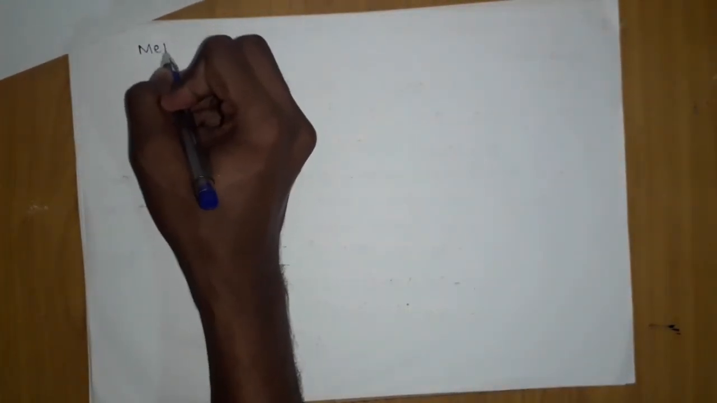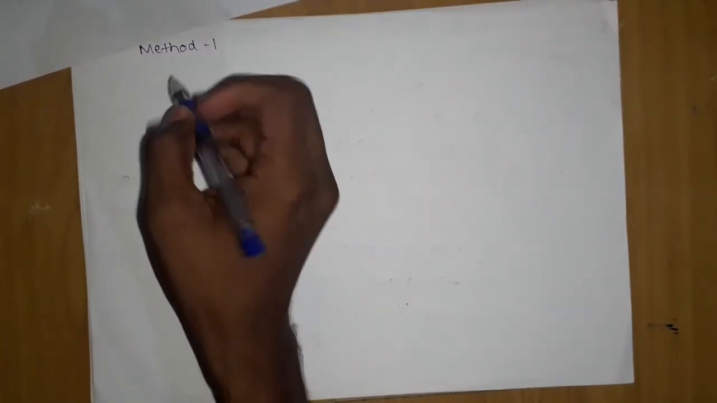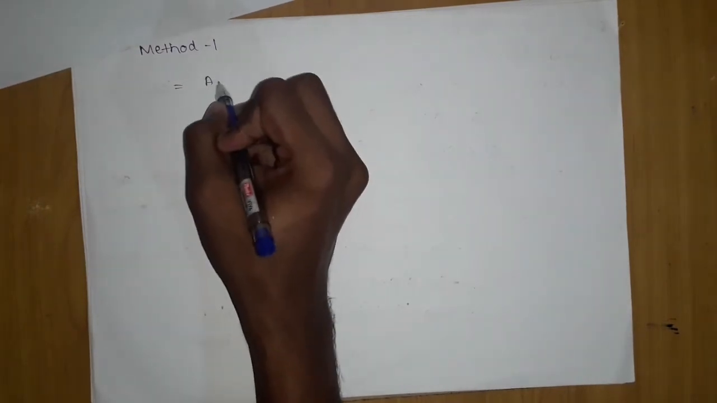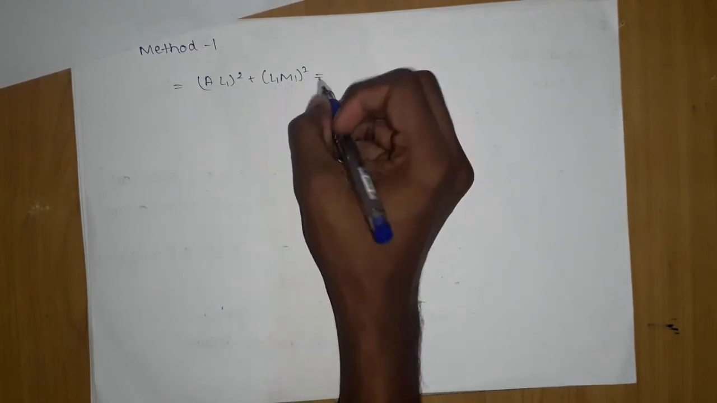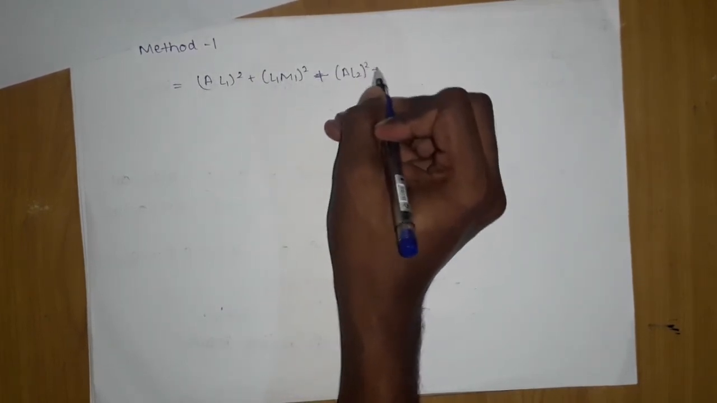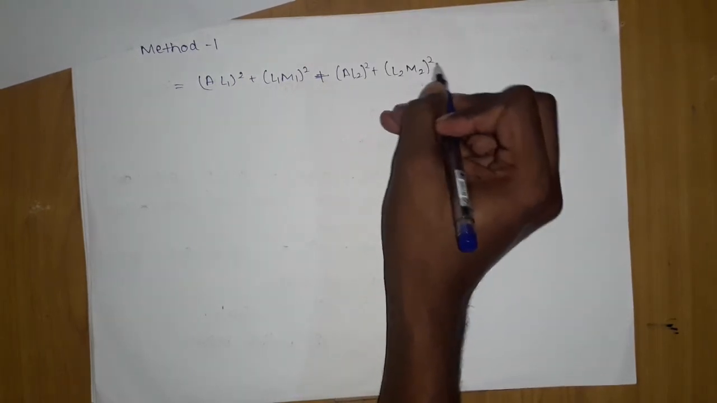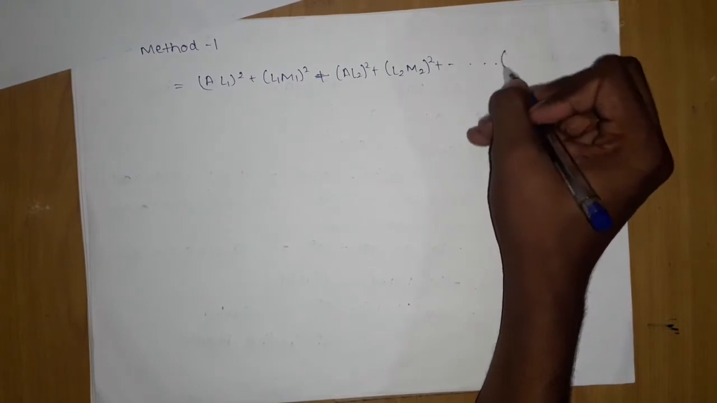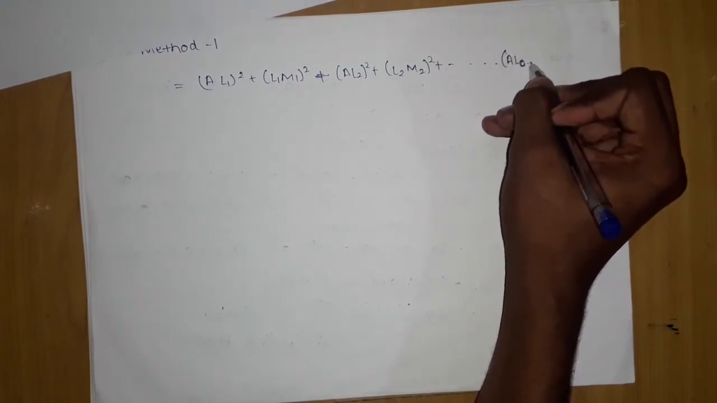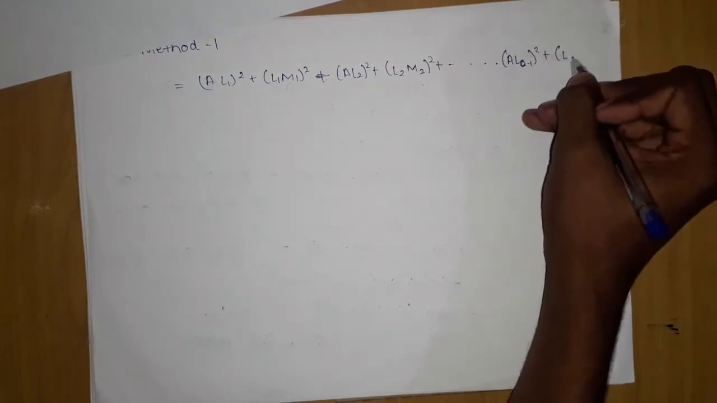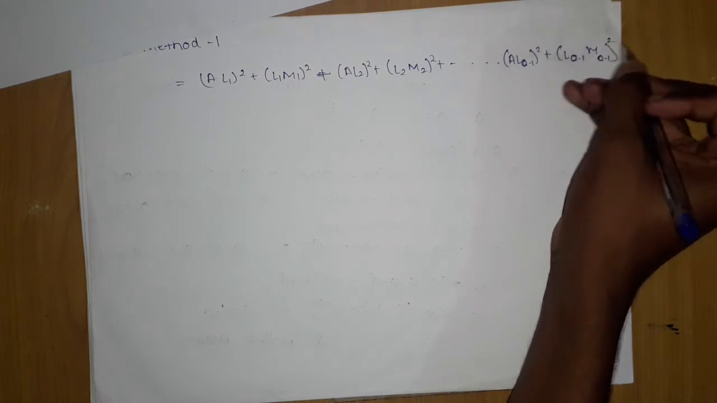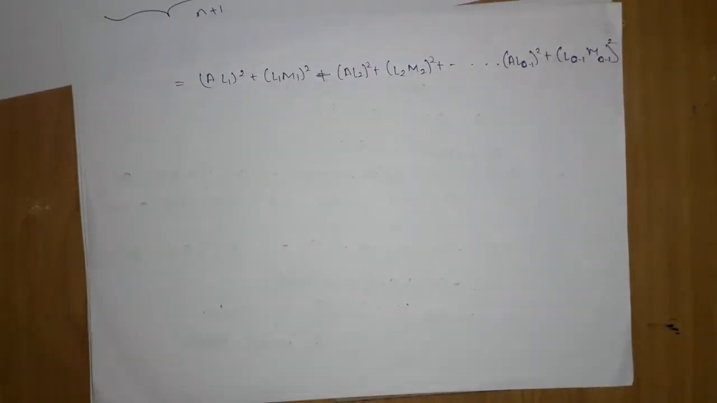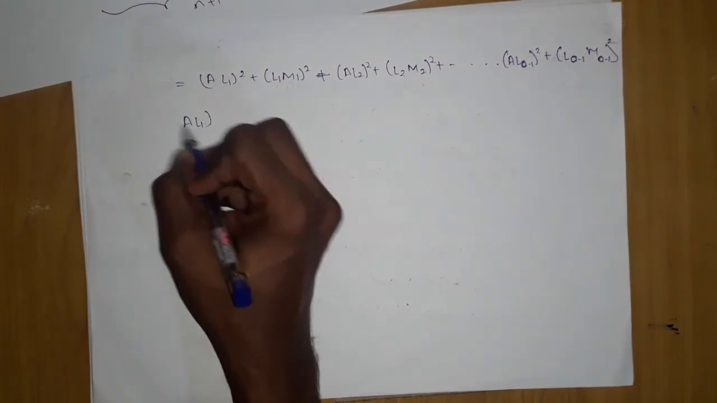Now we will solve this by method 1, and then by method 2. First, method 1: here you consider triangles. If you open the summation, you will see AL1 the whole square plus L1M1 the whole square, plus AL2 the whole square plus L2M2 the whole square, and so on. The last one will be A L(n-1) the whole square plus L(n-1) M(n-1) the whole square. Now we will write the values separately and then add on, because otherwise it will create confusion.